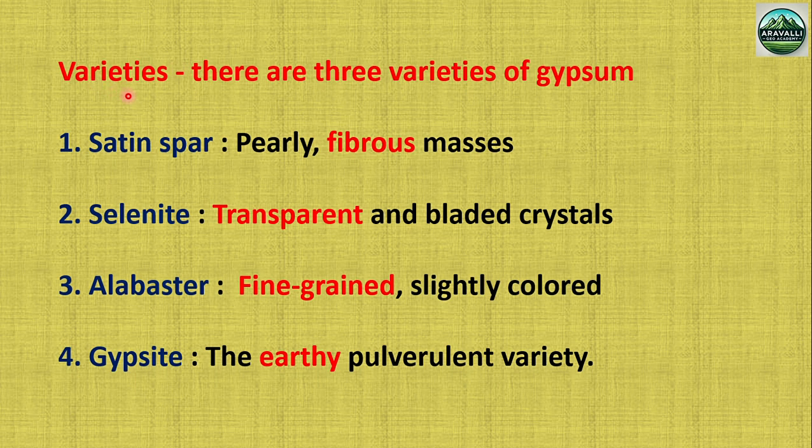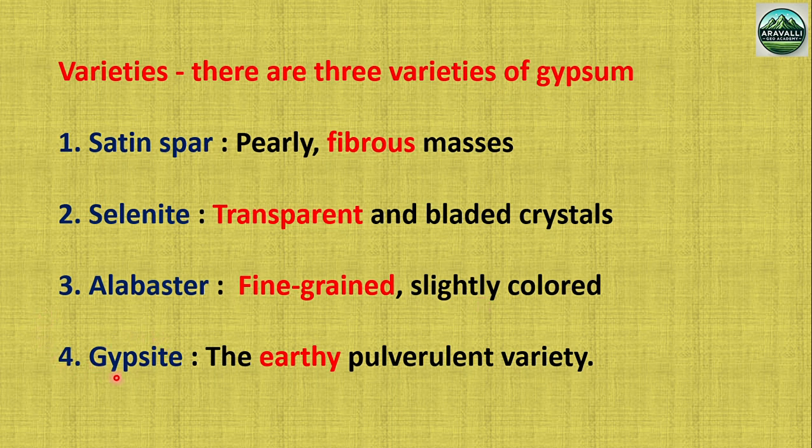Now next, this is a very important slide for the exam: varieties of gypsum. There are four important varieties. Number one is satin spar. Satin spar is a pearly as well as fibrous variety of gypsum. The second variety is selenite. Selenite is the transparent variety of mineral gypsum. Then alabaster. Alabaster is a fine grain variety of mineral gypsum.